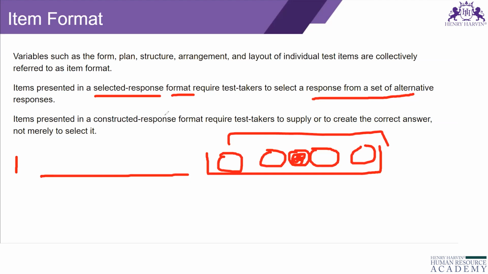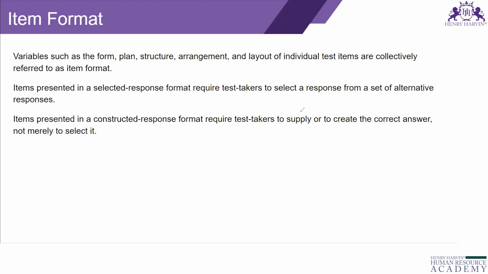Items presented in a constructed response format require test takers to supply or create the correct answer, not merely to select it. Again, if it's a personality test, there will be no correct or incorrect answer. But if we talk about an aptitude test, there will be incorrect answers as well, so a correct answer will be there. If it's an aptitude test with right and wrong answers, it must be prepared accordingly, with a defined right answer and wrong answers.